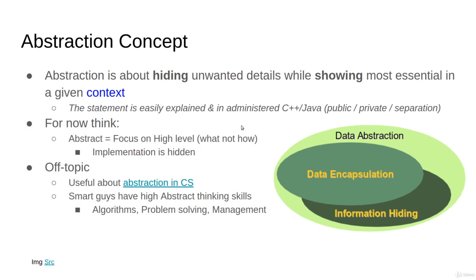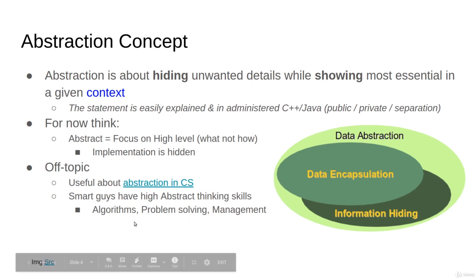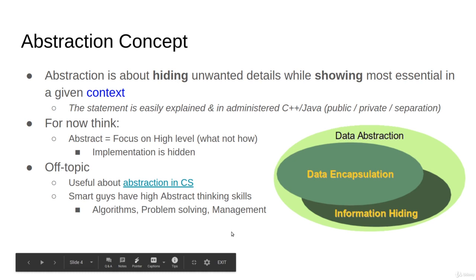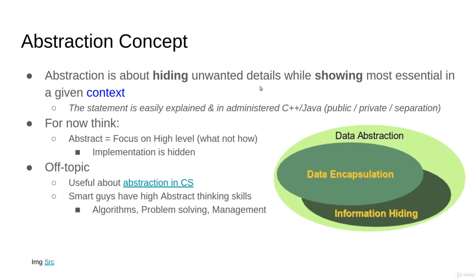I don't want to go off topic a lot, but abstraction is a very popular concept in computer science. It appears in many different things, and you will notice that many smart guys have high abstraction skills. You can see that in algorithms, in problem solving, in management. For example, let's say you are the CEO of a company like Amazon.com. In Amazon, there are too many people and too many projects and too many details. The CEO at a high level cannot be exposed to all of the details, so the guys abstract the information for him. They hide all of the unwanted details and show only the essential details according to the problem that they are trying to solve. This is what we mean by abstraction.